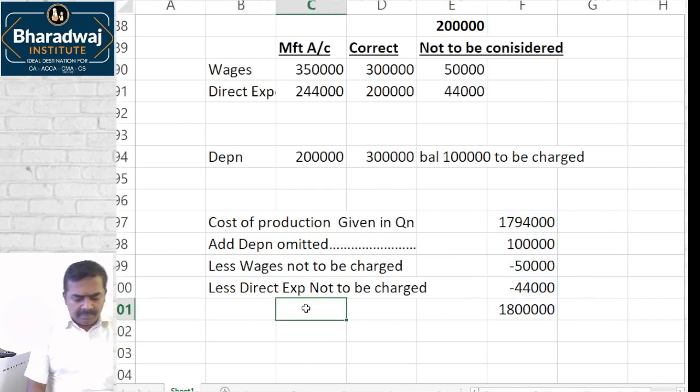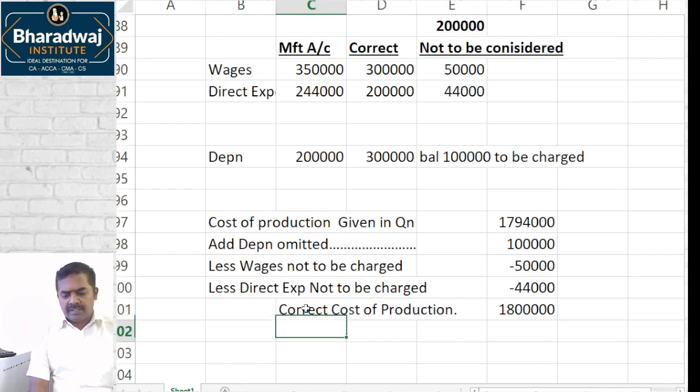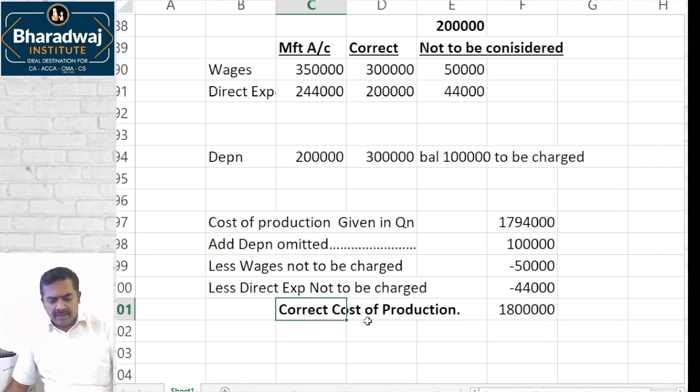This is the correct cost of production. Otherwise, you can say rectified cost of production. Once again, understand the logic.